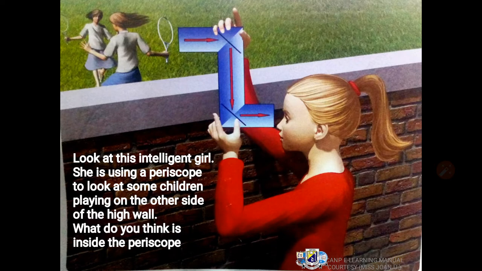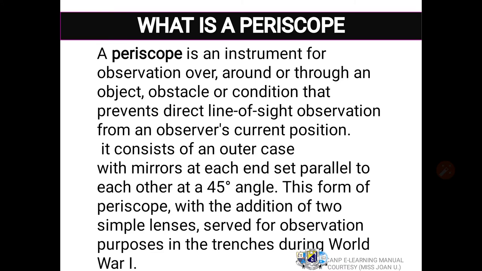So the periscope allows you to see where your eyes cannot see. For example, your eyes cannot see the back of your head. If you want to see the back of your head, you have to apply a device just like the periscope. If you want to see above your head, you apply the periscope.